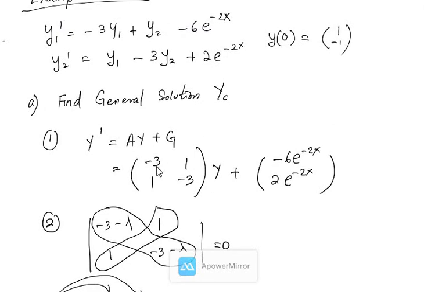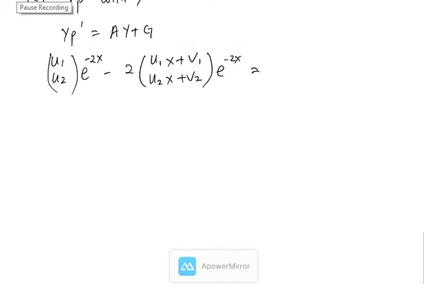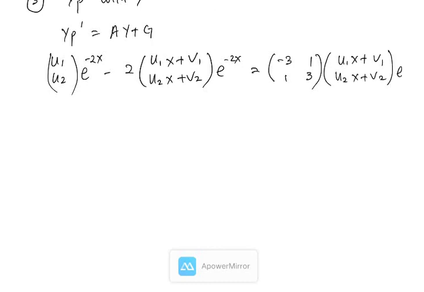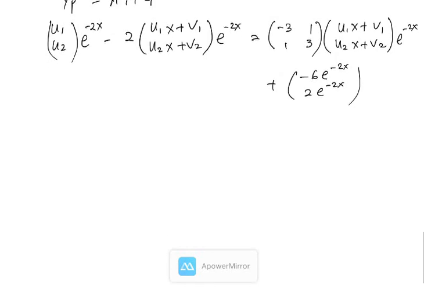Okay, so this is y plus g. Y refers to the y particular, so this is the y, and then plus g. G is negative 6 e to the negative 2x and 2 e to the negative 2x. So you can simplify. Okay, how do you simplify?